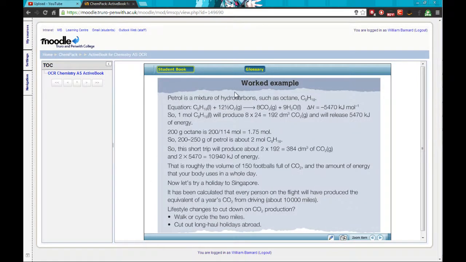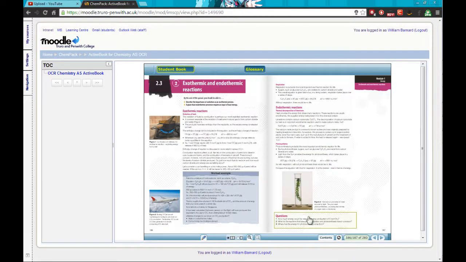So if this is octane, and it will release negative 5,470 kilojoules per mole, then we get that, and move through the rest of the worked example, and we eventually get 10,940 kilojoules of energy. Now this is definitely a negative exothermic reaction, so it will have a negative kilojoules per mole value up here.